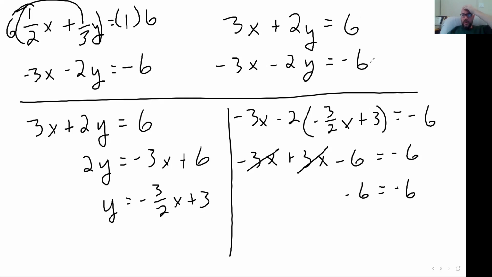But what you'll get when you're doing the substitution method is basically all the variables canceling out when something like this happens. So let's go see what these look like. If I were to go to Desmos, half x plus a third y equals 1. Let's flip over to Desmos.